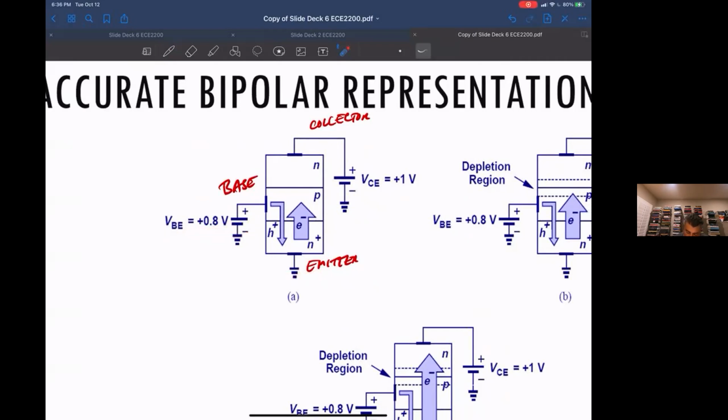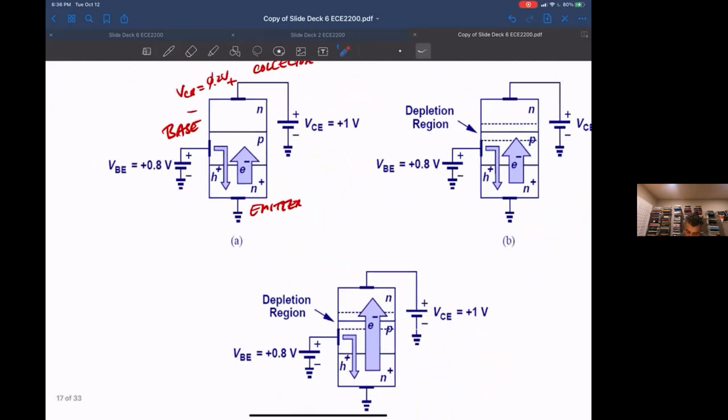We're forward biased, so this junction here is forward biased between this P and an N, because the base voltage is higher than the emitter voltage by 0.8. And then we have this junction being reverse biased because the collector-emitter voltage is 1 volt and the base-emitter voltage is 0.8. That makes the collector-base voltage 0.2 volts, so this PN junction is reverse biased.